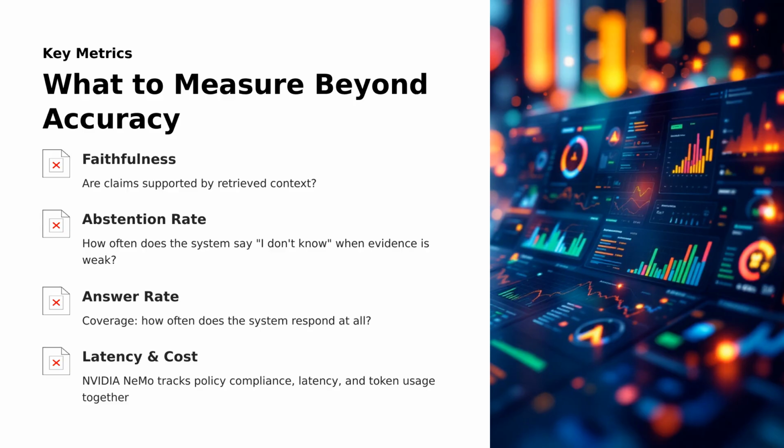When evaluating a RAG system, accuracy alone isn't enough. We also need to measure faithfulness, whether the answer is actually supported by the retrieved context. Abstention rate tells us how often the system appropriately says, "I don't know," when evidence is weak, while answer rate shows overall coverage. And of course, latency and cost matter too. NVIDIA NeMo helps track all of this together, including policy, compliance, response time, and token usage.